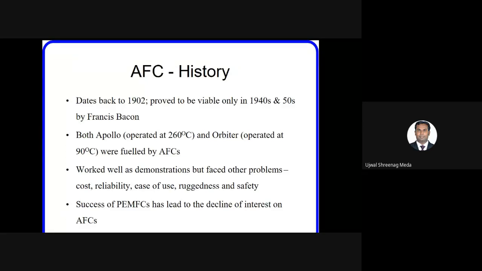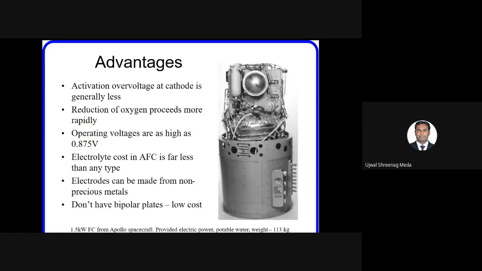Besides this, by that time, the polymer electrolyte membrane fuel cell started popping up. It started gaining importance. Because of that, and also the associated engineering problems, people started losing interest in alkaline fuel cells. So the success of PEMFC led to the decline of interest in AFCs. So that is about the history of AFC.